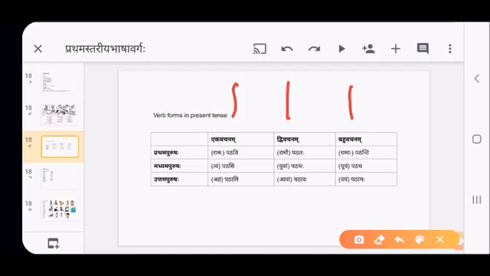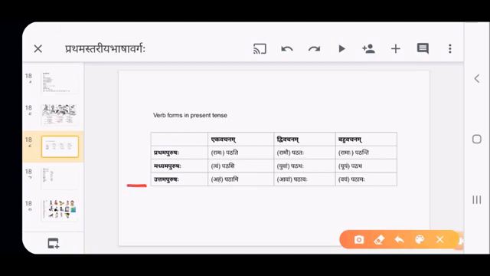So, each column corresponds to a vachanam: ekavachanam, dvivachanam, bahuvachanam. So in kriyapadam also, we have 3 columns, ekavachanam, dvivachanam, bahuvachanam. But now, for the rows here, we call them prathama purusha, madhyama purusha, uttama purusha. So what do they correspond to? Let's start from the bottom, uttama purusha.